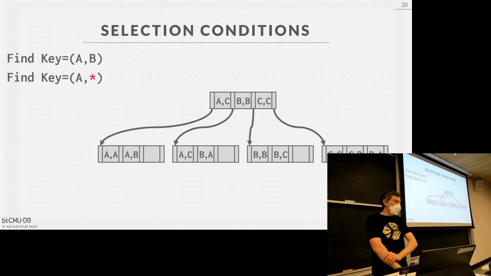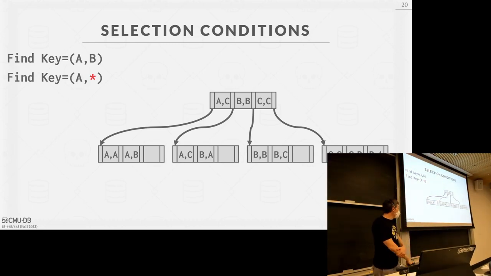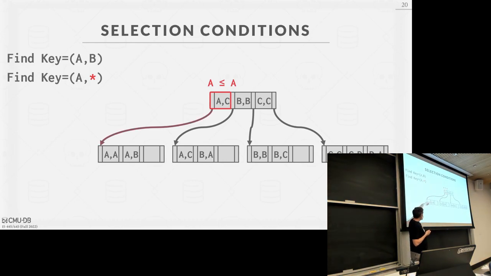If we have now A followed by a wildcard, right? So in this case here, we know A is less than or equal to A. So we just traverse down to the leaf node here. And then now we scan across the leaf nodes until we find a key that violates the predicate, is less than or equal to A, right? So once we reach the first B, since A star is less than B star, less than or equal to B star, we know we can stop here. And we don't need to scan all the way down.